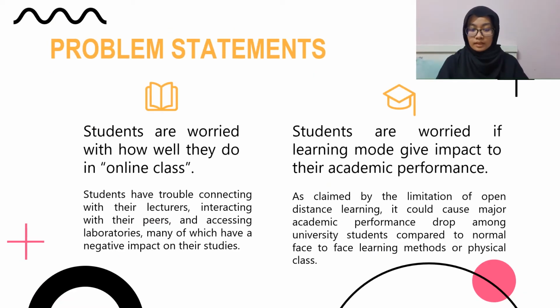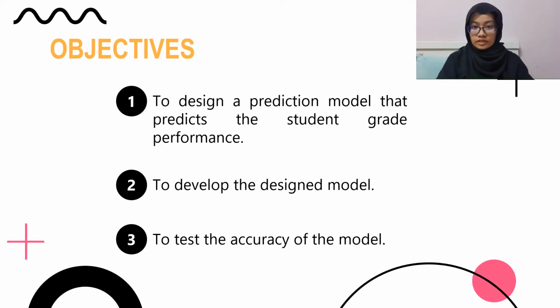This is the problem statements. First, students are worried about how well they do in online class. Some students have trouble connecting with their lecturers and interacting with their classmates, many of which have a negative impact on their studies. Second, students are worried if learning would impact their academic performance. The objectives of this project are to design a prediction model that predicts the student grade performance, to develop the designed model, and to test the accuracy of the model.